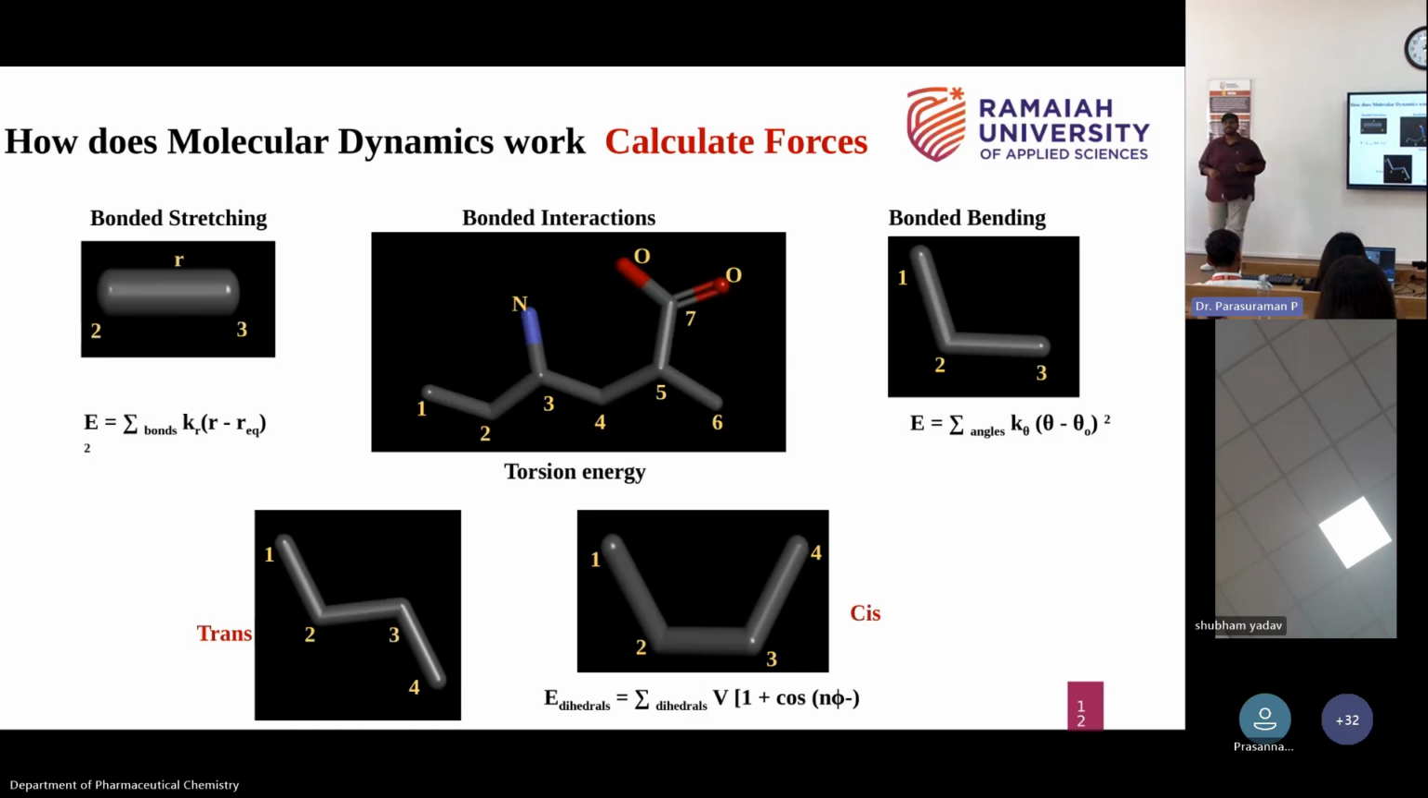Then we have torsion energy, where if we have four atoms, some part of the bond will be freely movable. It will flip to the other direction. In torsion energy, we generally see two conformations, trans and cis. We already know from intermediate chemistry that trans is more stable than cis. So based on these conformations also, it will calculate the torsion energy. We have a formula for that one. Parameters as already discussed.